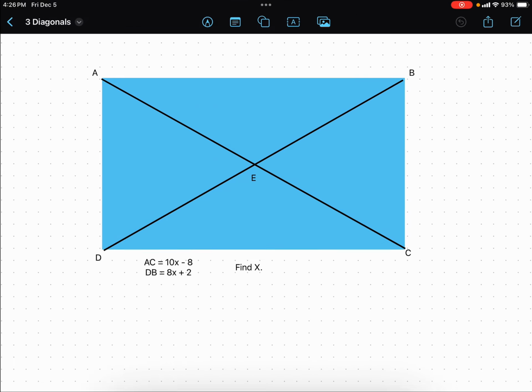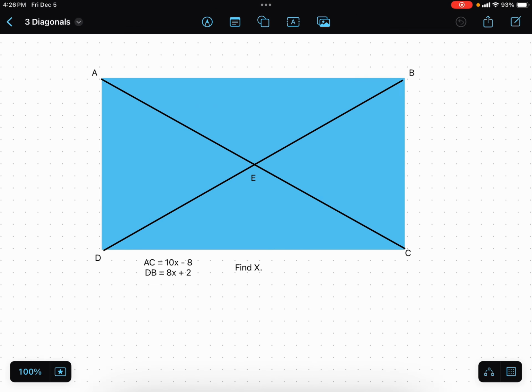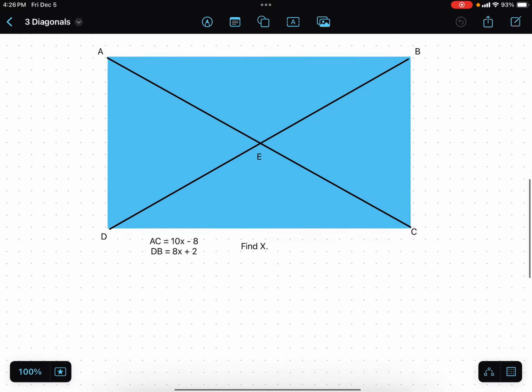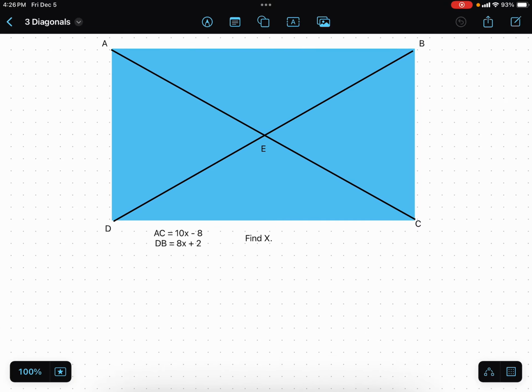Let's now go in and look at some diagonal traits here. So AC in this problem, AC is a full-length diagonal, and it is 10x minus 8. DB is the other diagonal, 8x plus 2.